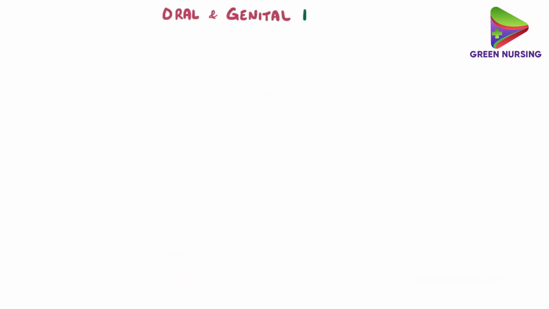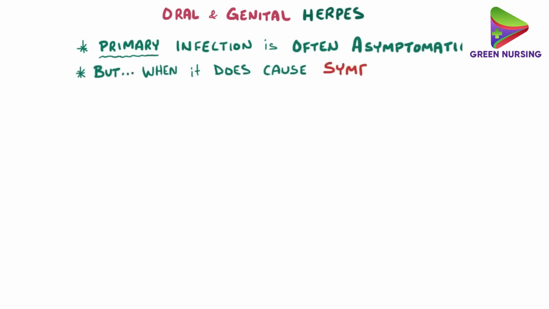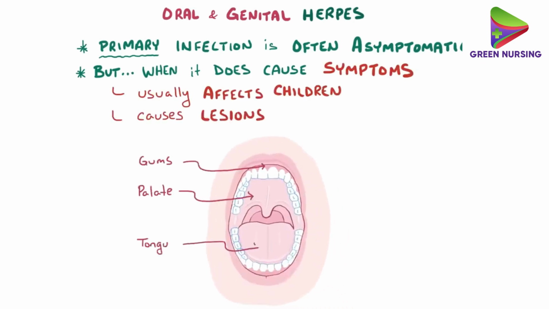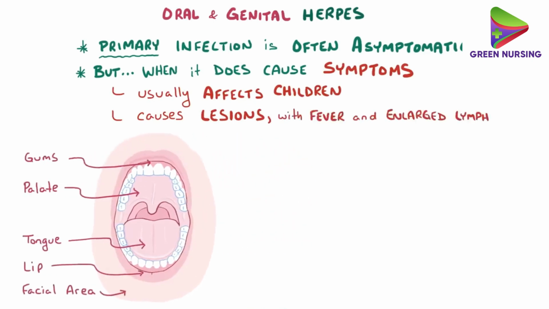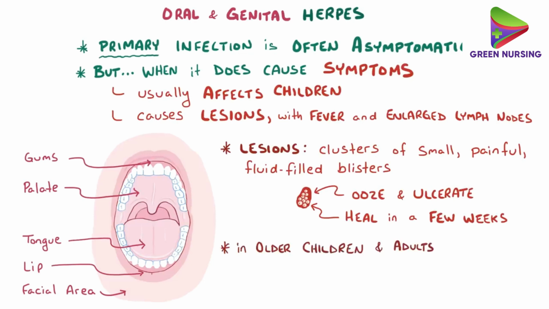In oral and genital herpes, the primary infection is most often asymptomatic. Having said that, in oral herpes, when it does cause symptoms, it usually affects children and it causes lesions on the palate, gums, tongue, lip, and facial area, as well as a fever and enlarged lymph nodes. The lesions themselves are typically clusters of small, painful, fluid-filled blisters that ooze and ulcerate, and then eventually heal after a few weeks. In older children and adults, a common symptom is pharyngitis.